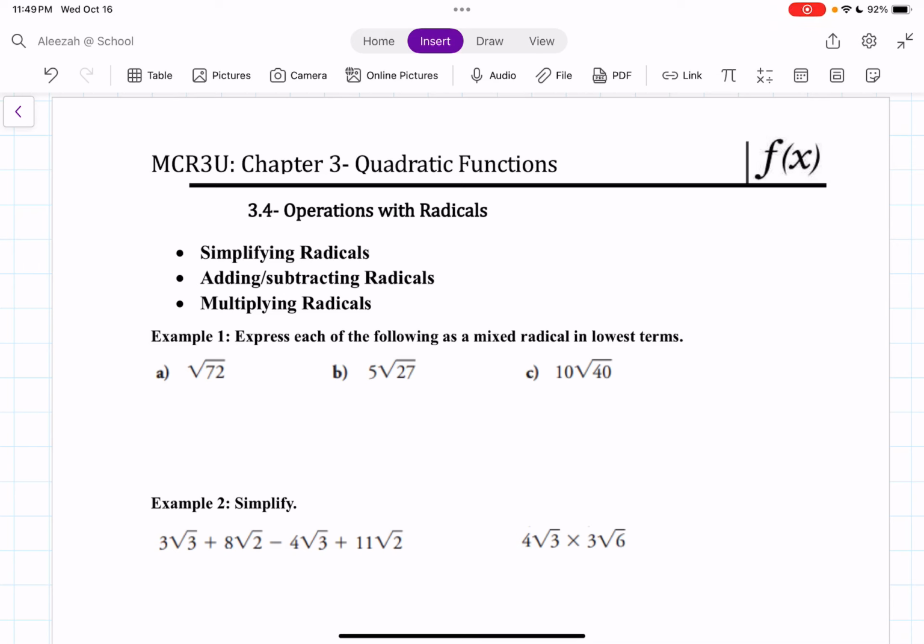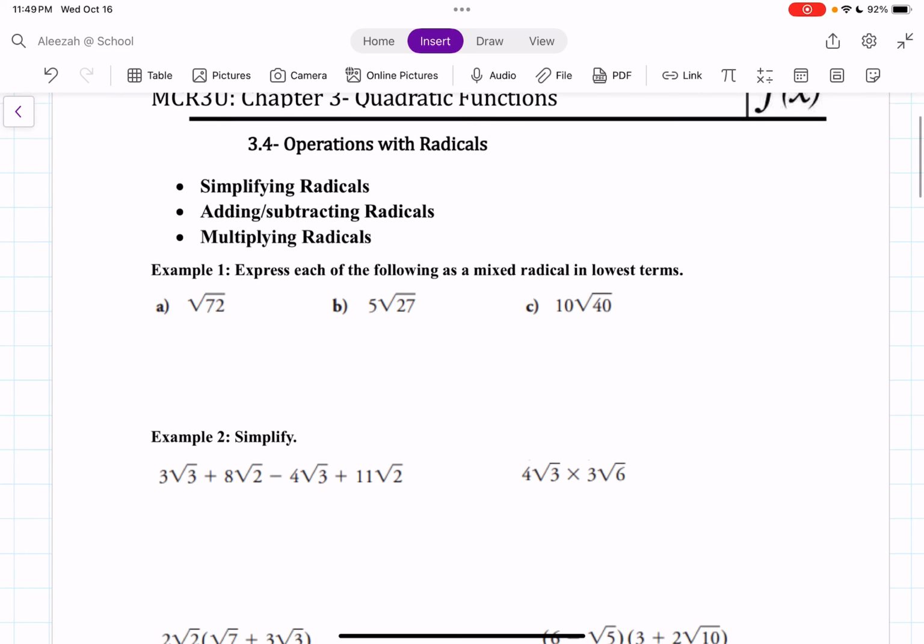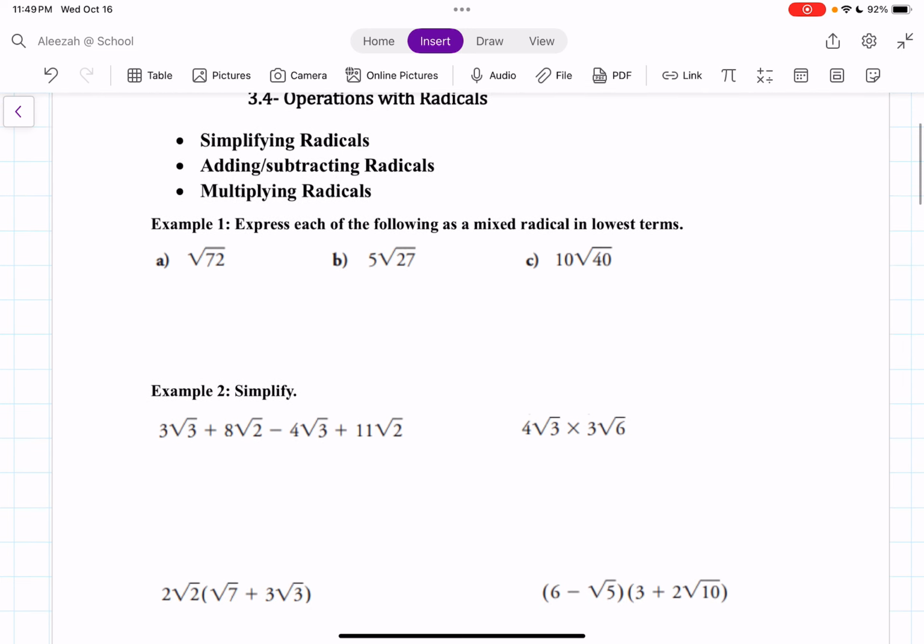Hi guys, today in this video we will learn about the operations with radicals: how to simplify radicals, how to add or subtract radicals, and how to multiply radicals. So the first example is: express each of the following as a mixed radical in the lowest term.